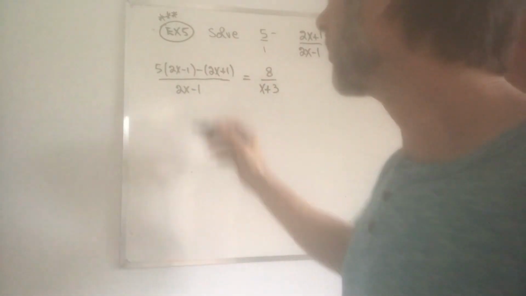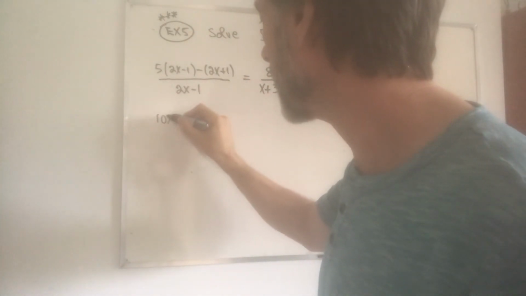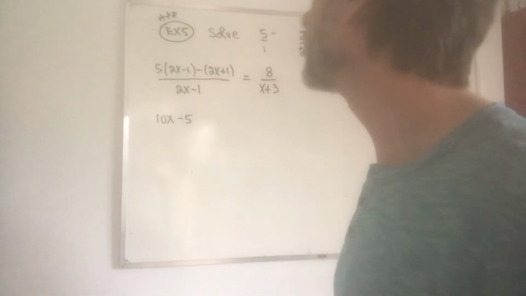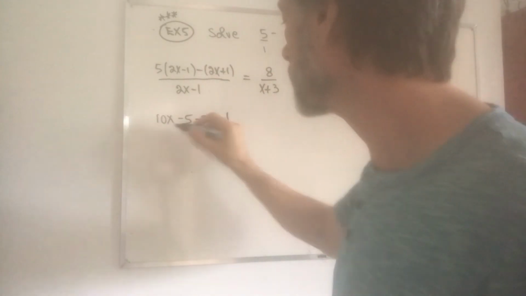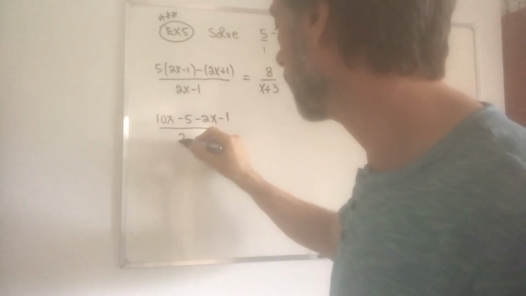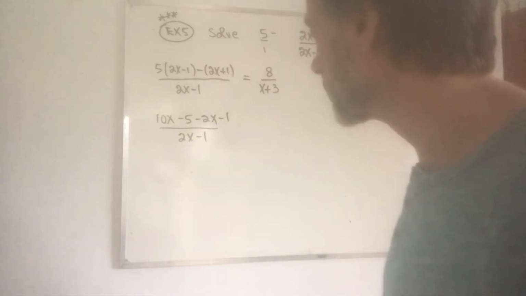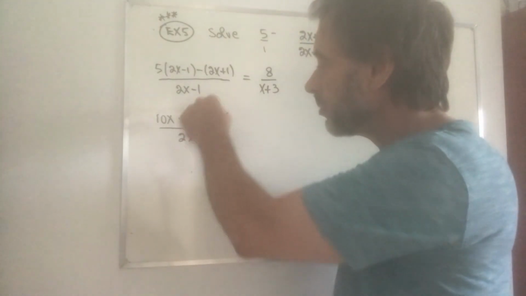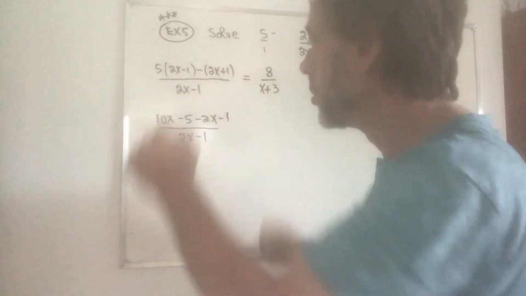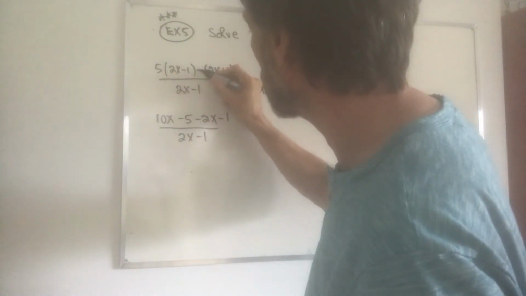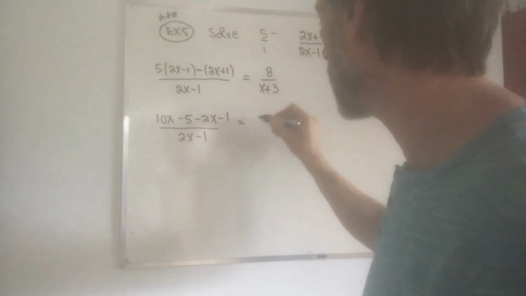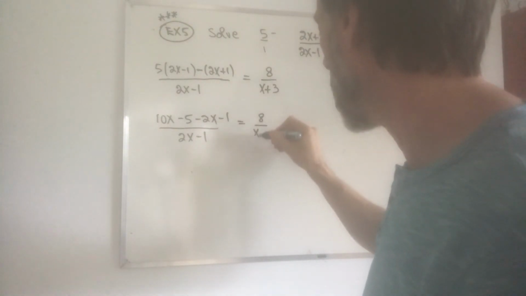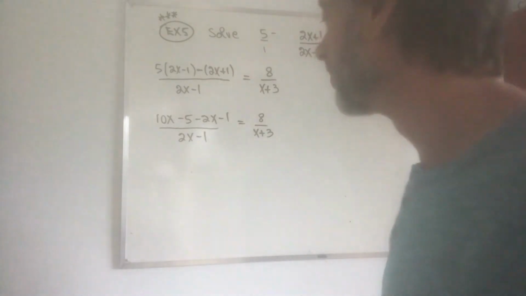So let's open the numerator here. That's 10x minus 5. And let's open the bracket here as well: minus 2x minus 1 over 2x minus 1. Can I cancel 2x minus 1 and 2x minus 1 here or there? No, because the top one is linked to its neighbor by a minus sign. Don't do it.